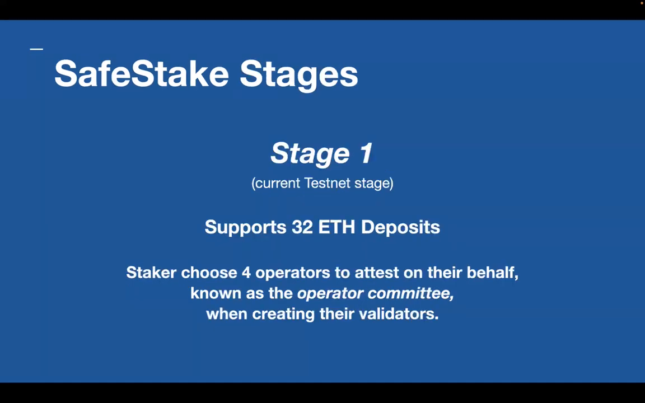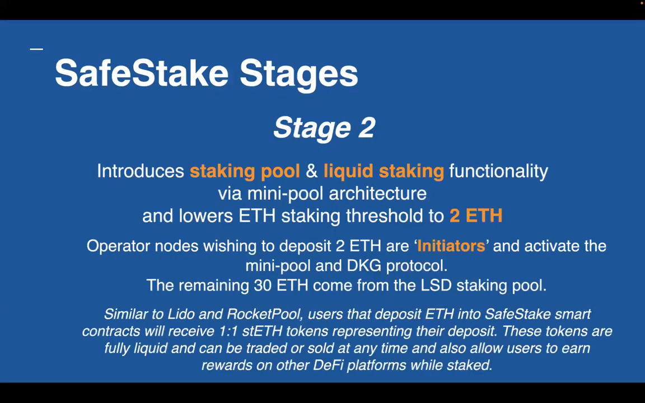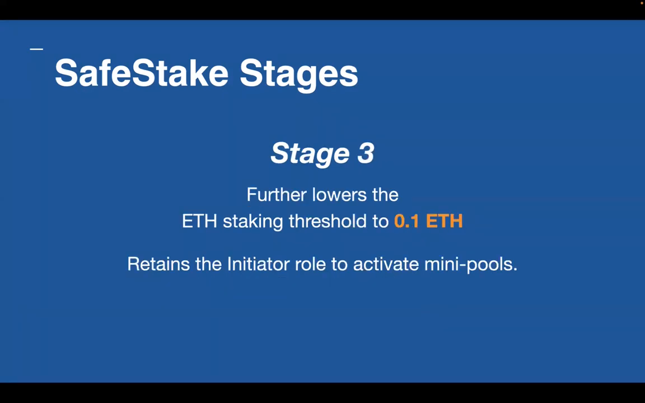Again, quickly about the stages, just the 32 ETH that we talked about. This is stage 2, lowering. It's going to operate a lot like, say, Lido, Rocket Pool, in the sense that users are going to get those 1-to-1 staked ETH tokens for their deposit, and they can use those in other places. They're fully liquid. And stage 3, which will come sometime down the road, will further lower the ETH staking threshold down to 0.1 ETH.